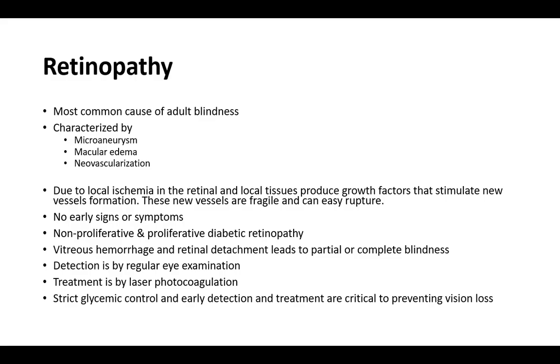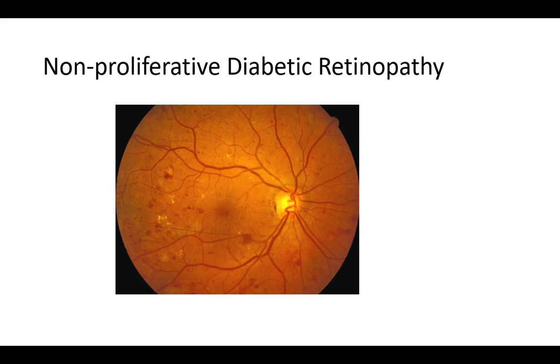So what are the symptoms and signs of retinopathy? It's the most common cause of adult blindness. Luckily, nowadays, with improvement in diabetes care, we don't see this as much. It's characterized by microaneurysms, macular edema, and new vascularization. This gives you the pathophysiology of developing retinopathy, and I'm sure the other lectures cover this.